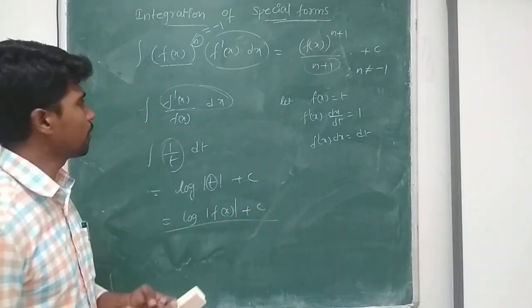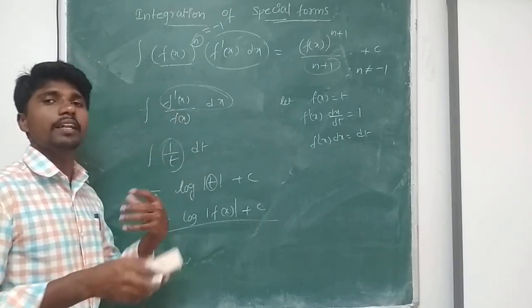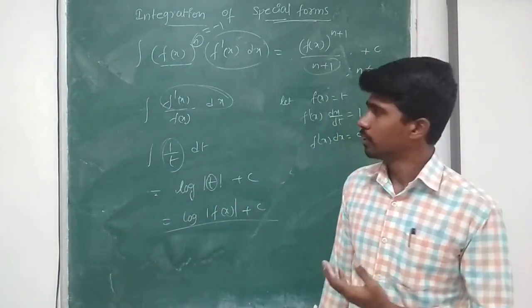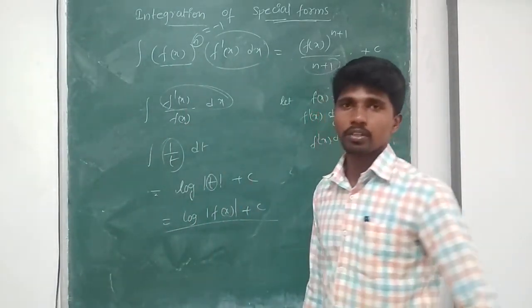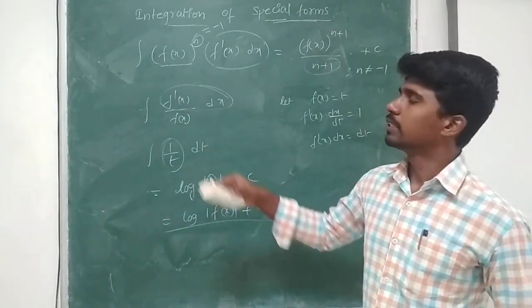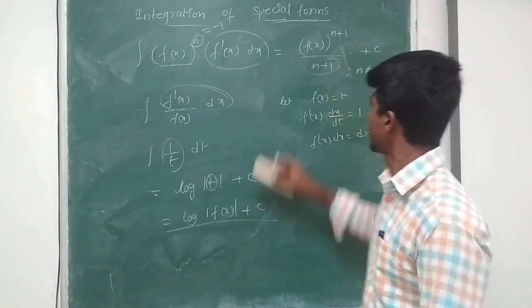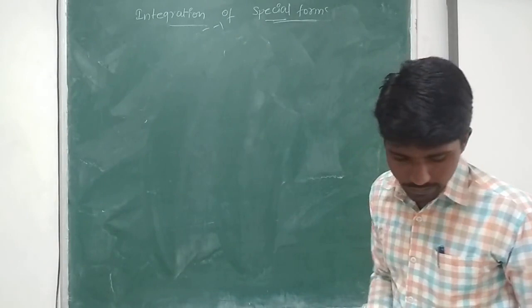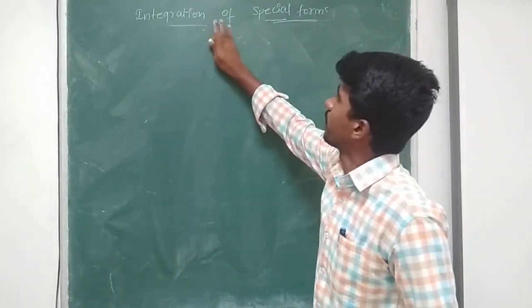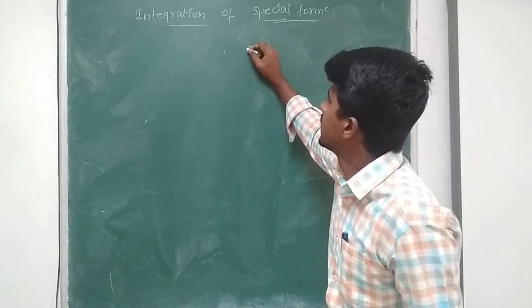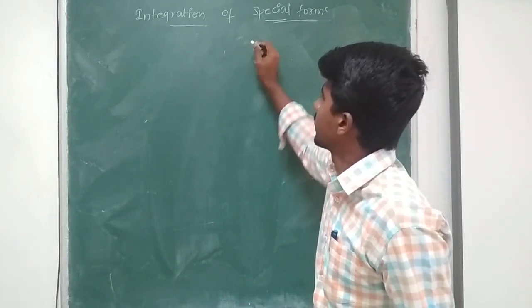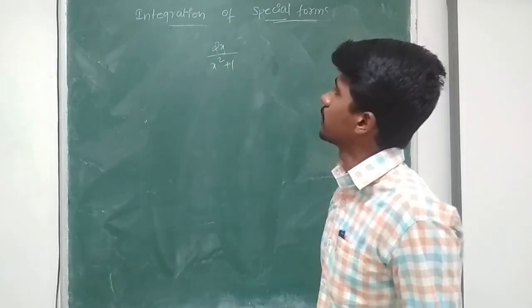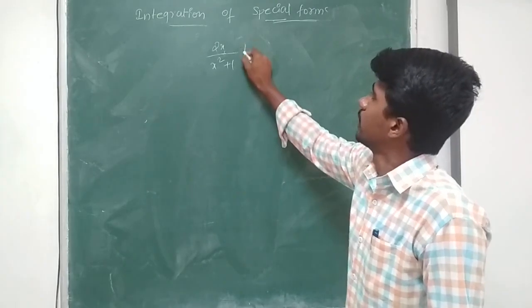We cannot always expect the problems to be in this form, but we can reduce them to this form. Some problems will be given directly in the form f dash of x by f of x, while a few problems will be in reducible forms. Like I have a derivative of a function and I have to find its integration. See, I have a function like integral 2x by x square plus 1 dx.